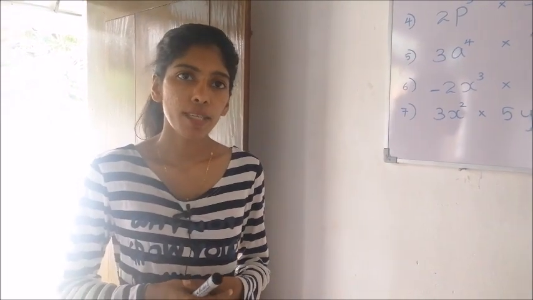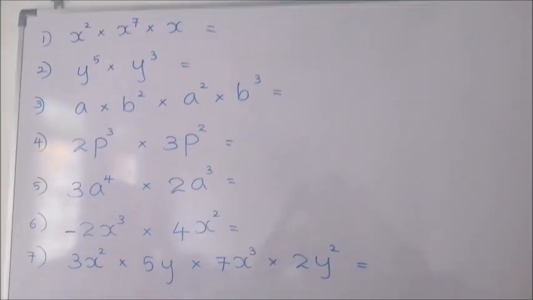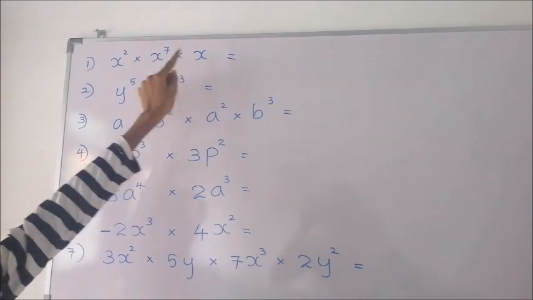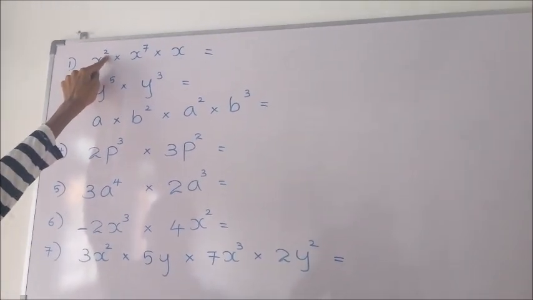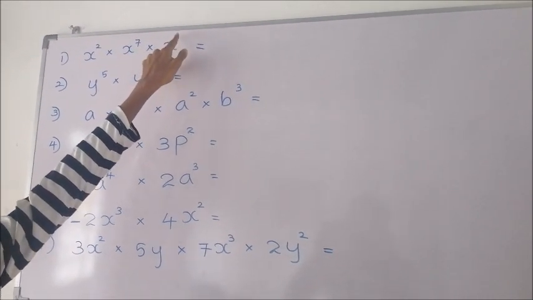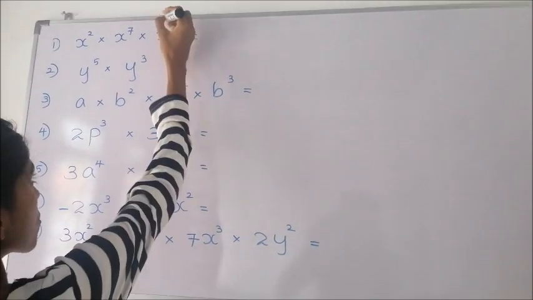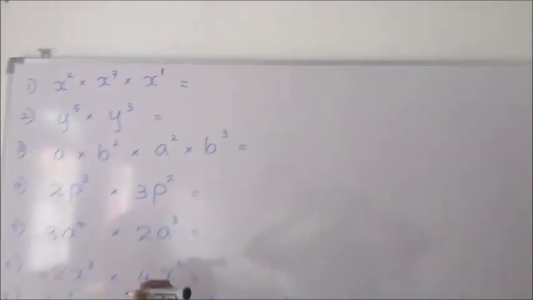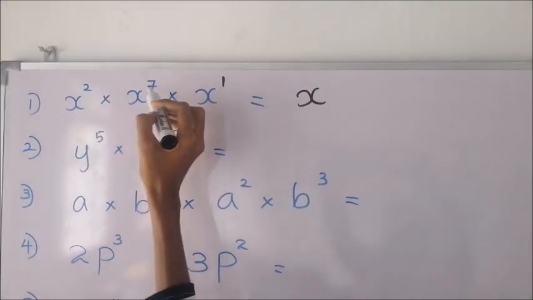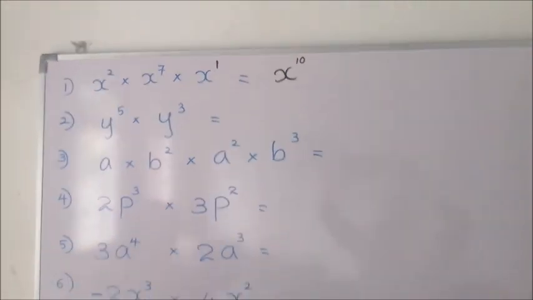Now children, we will do some examples. See the first one. Firstly, check whether the bases are the same. Yes, the base is x here. Now we will see the indices there. X to the power 2, x to the power 7. Here what is the power? X to the power 1, because there is one x. If you are getting confused, we will write 1, but it's not compulsory. Now the base is x here. We will add the powers 7, 2, 1 all together. The index is 10, x to the power 10.